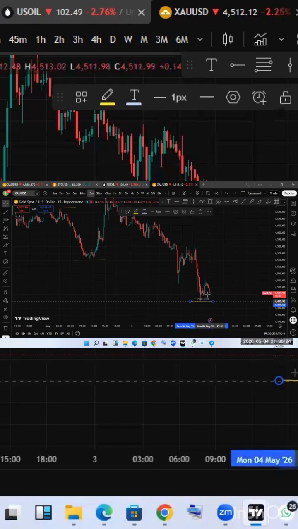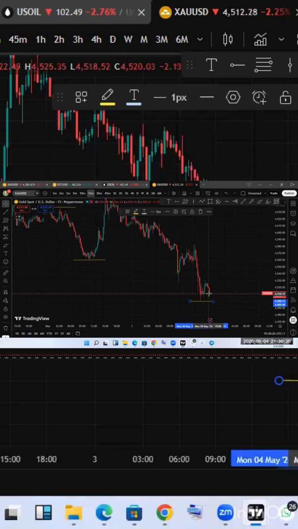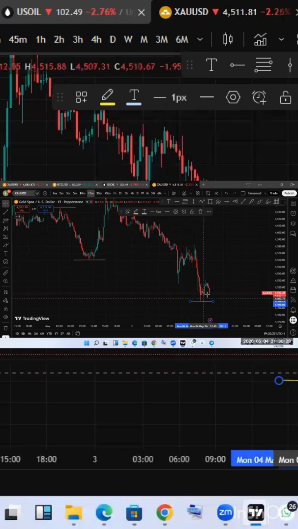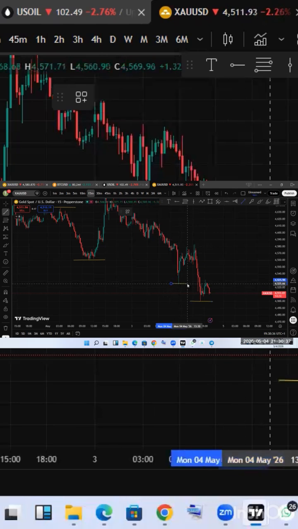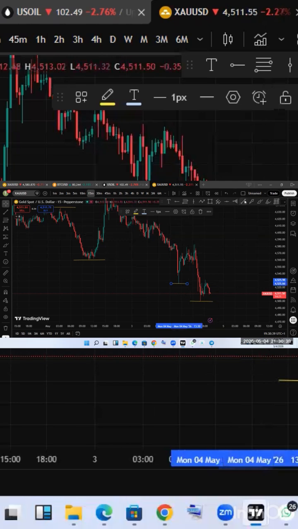And also here is a new support. We have a new support here. So we have, this is a support here. This is another support here also. This is another support here. So here becomes our new resistance.